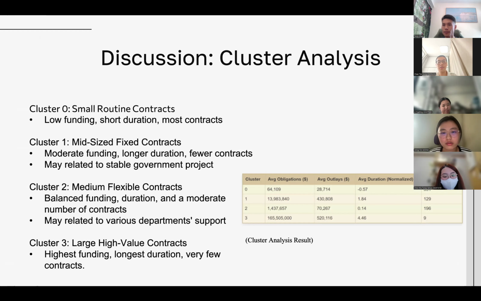So cluster 2 is strategic contracts, which have balanced funding, duration, and quantity. So this type of contract may involve multiple departments. And the last cluster is high-value contracts, which means they have the highest funding, longest duration, but smallest quantity.